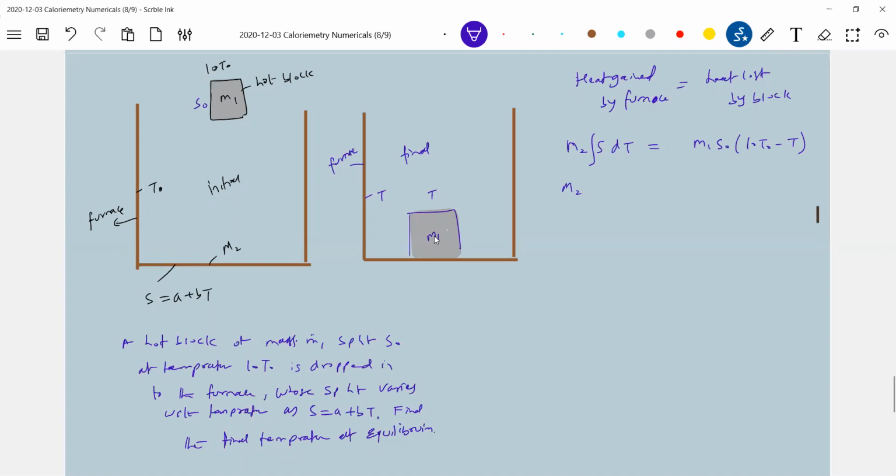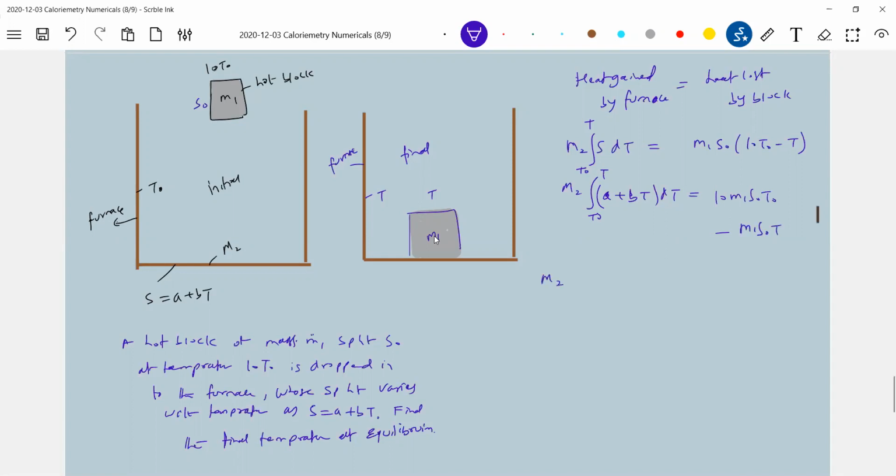It should be like this. So what is the specific heat of it? It is varying with the temperature. What was the initial temperature? T naught, final temperature T. Try to see the limits. So M1 S naught 10 minus M1 S naught T.